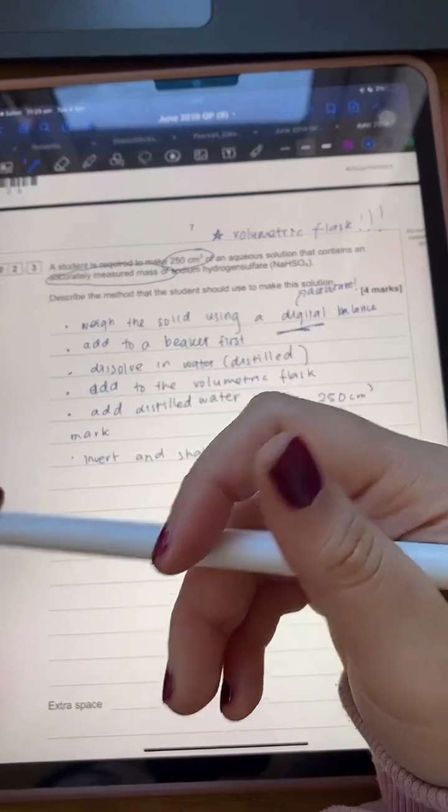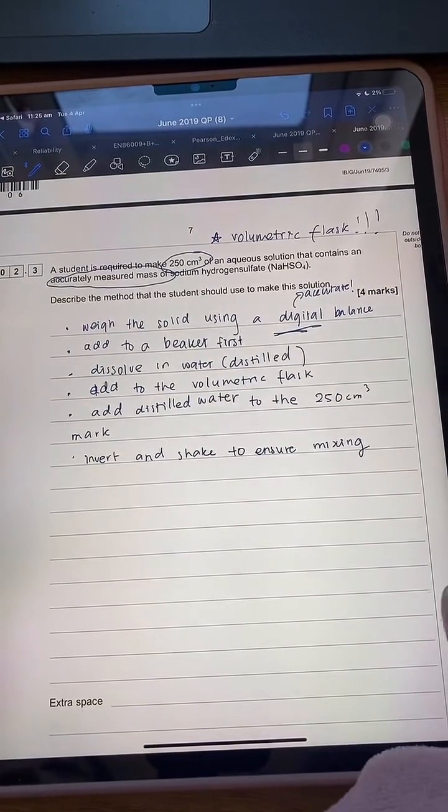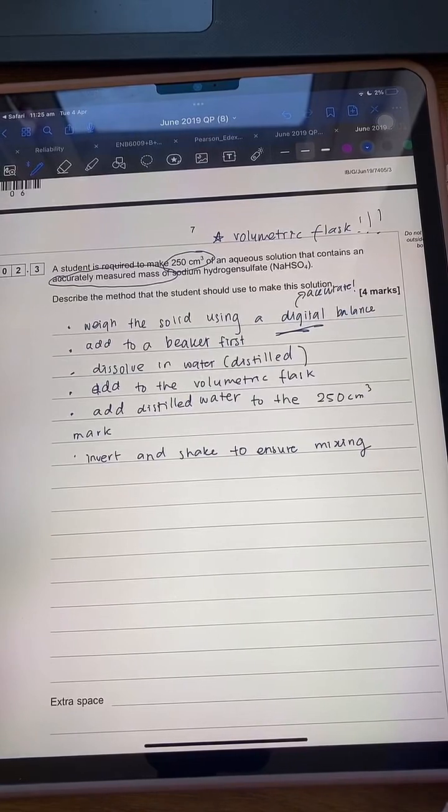Again, if it's a 6 marker, you can go more in depth about the top part, how you can measure the mass. But for 4 markers, this is enough.